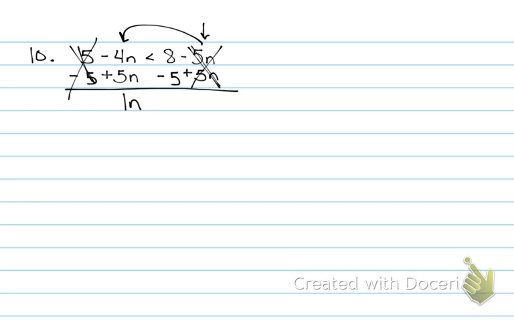1n is less than, what's 8 minus 5? 3. And you do not have to graph your solutions in this section. That's it. Okay? It does not say to graph them. 1n is less than 3, and I'm done.